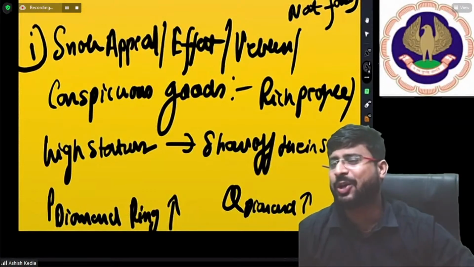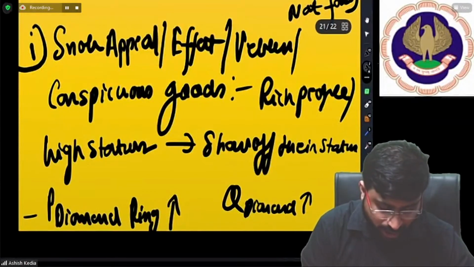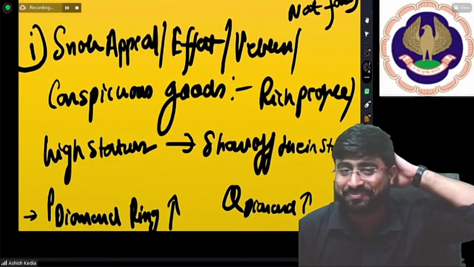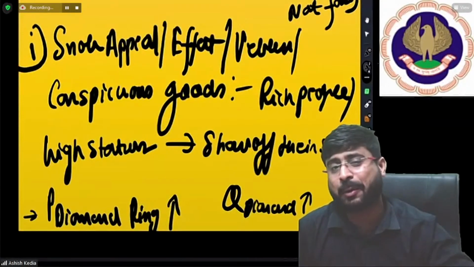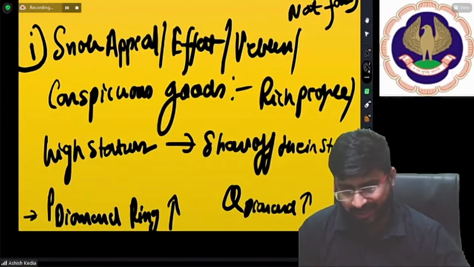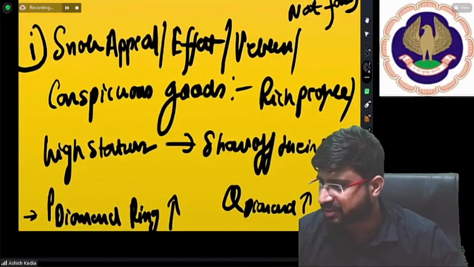See, it is not obeying the law of demand, because had the law of demand been obeyed, a rise in price would have resulted in a fall in quantity. Here the opposite is happening. Why? Because here the purpose is not consumption. Here the purpose is prestige. Right? So I believe you get it. That is snob appeal, snob effect. Is that crystal clear, friends?